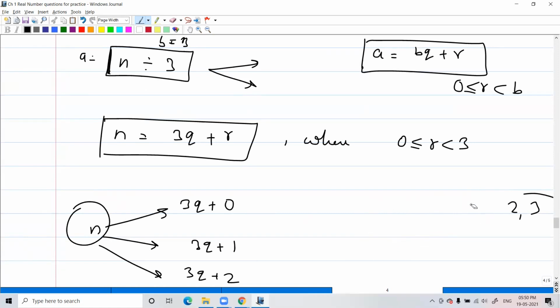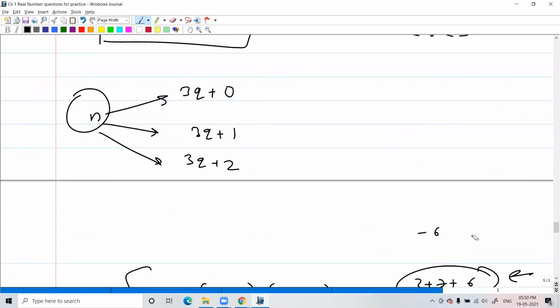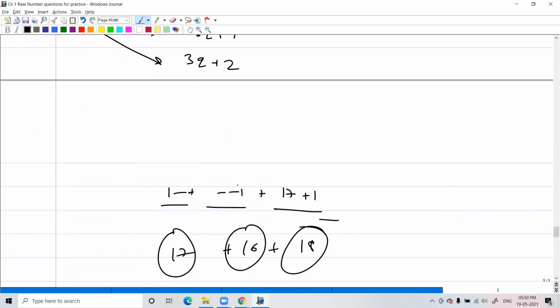How can we do that? How can we check it? By taking all these 3 different cases and proving that they are divisible by 3. So let's do that. Write the 3 cases and just prove it.